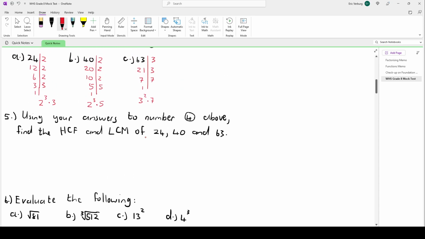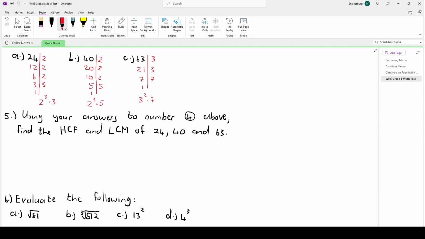Now use your answers to number 4 above to find the highest common factor and the lowest common multiple of 24, 40, and 63. So for the highest common factor, what we have to do is we look for which number is common to all three. So let's look at the 2's. Do all three of them have a 2? This one has 2's, this one has 2's, this one does not. So we cannot use a 2. 3's, this one has a 3, this one does not have a 3. So that's not common. So that means there's nothing common. So if there are no common factors, then the highest common factor is just 1.